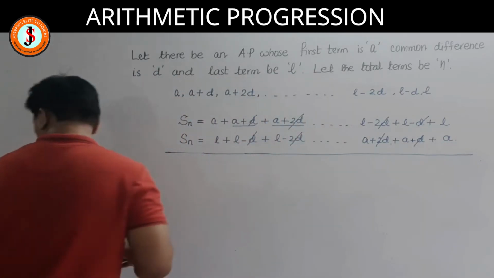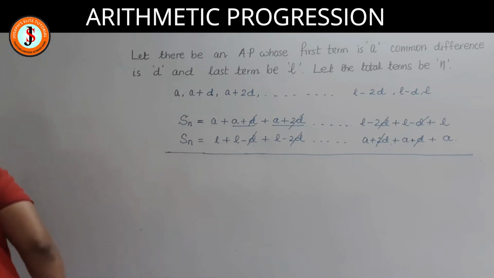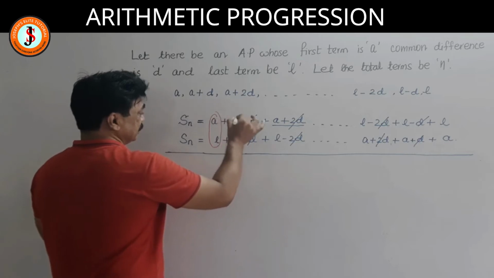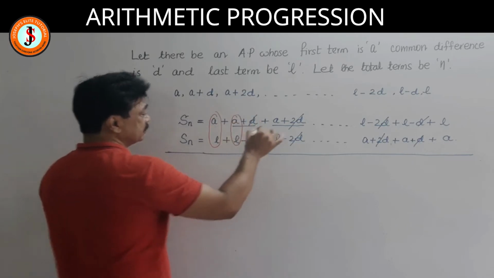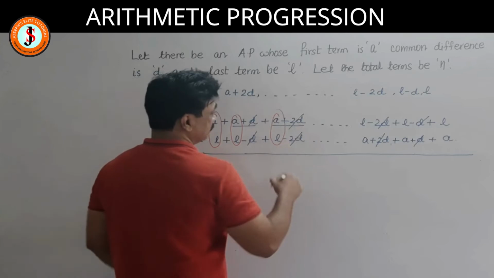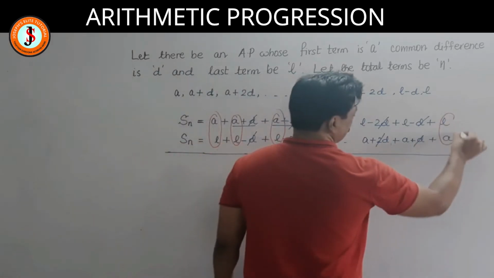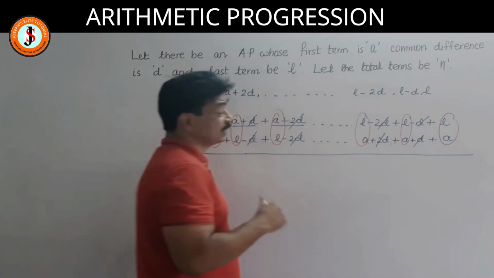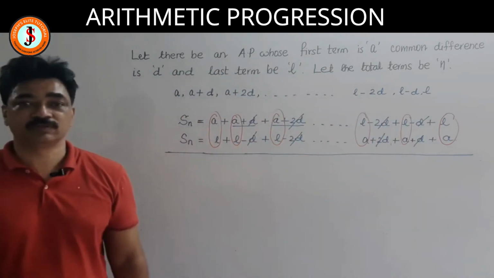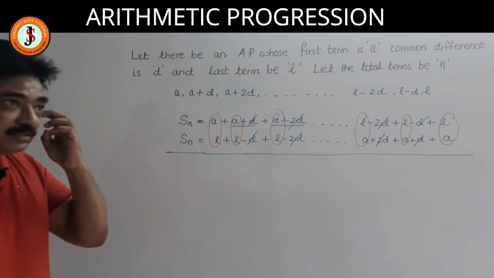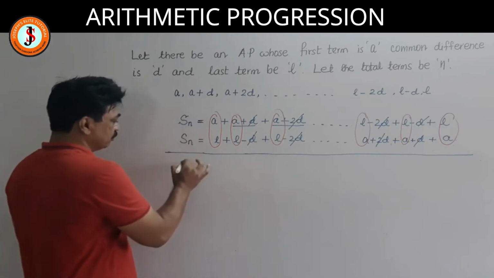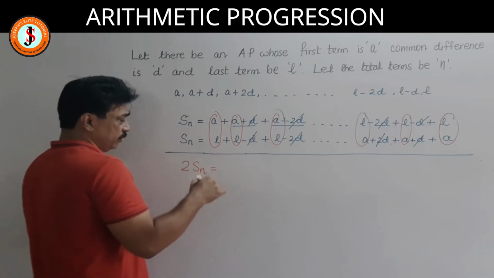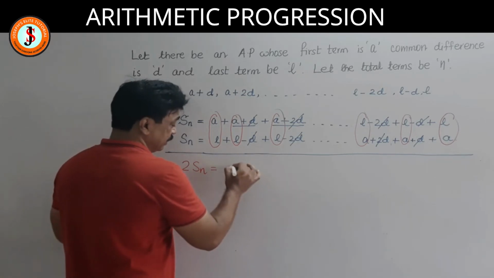Now what are we left with? Let us have a look. There are totally n terms. So this is the first term, second term again A plus L is left, third term again A plus L is left, the last term also A plus L is left, second last term too. So whatever be the number of terms, that many times A plus L is left. A is the first term and L is the last term. So if I am adding, 2Sn is equal to A plus L, A plus L, A plus L, n times.